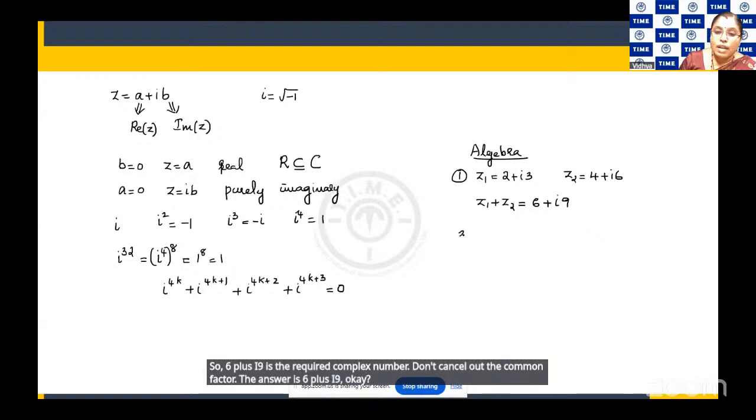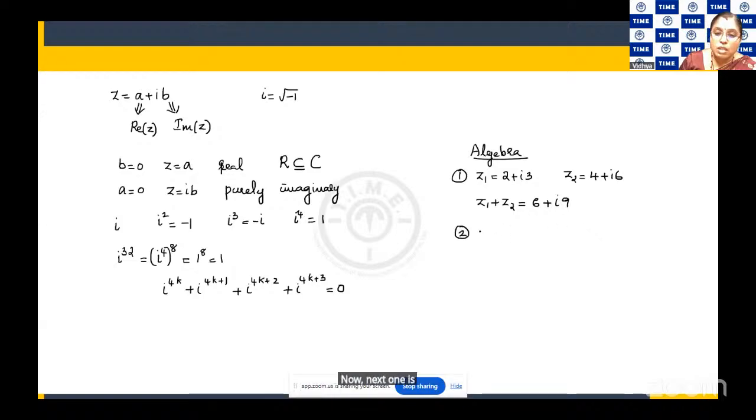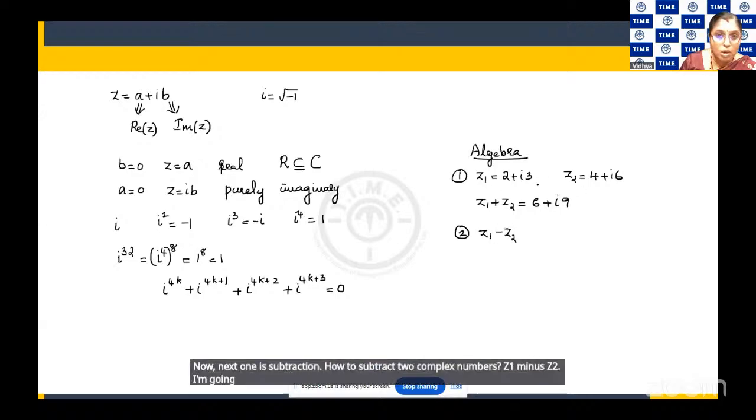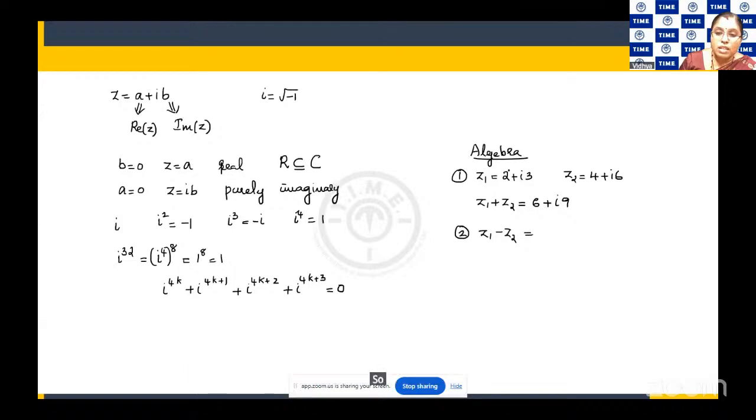Now, next one is subtraction. How to subtract two complex numbers? Z1 minus Z2. I'm going to use the same complex numbers. So let's subtract the real part. 2 minus 4 is negative 2, plus i into 3 minus 6. 3 minus 6 is negative 3. So we can write it as minus 2 minus 3i. So this is the required complex number.